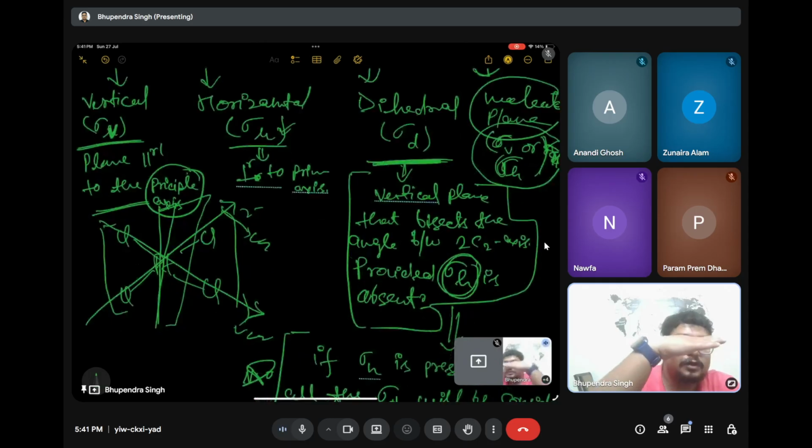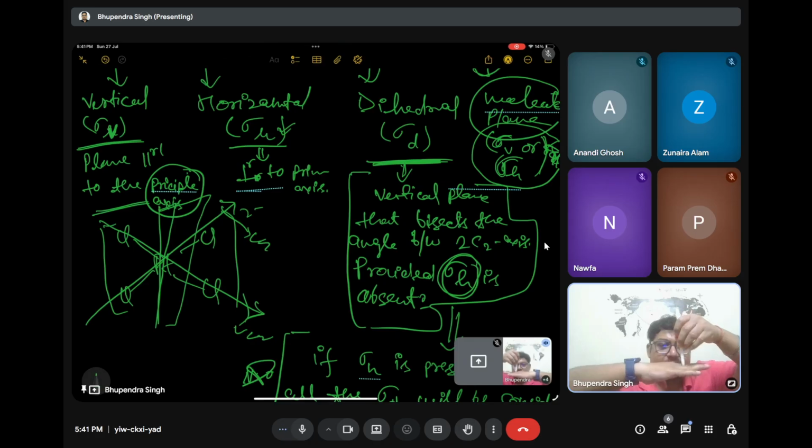So if this is the molecule, PtCl4 2 minus, let's say I've told you this is the axis of symmetry, and this is the plane, the sigma H. The sigma H contains the Pt and all the 4 Cl atoms, which means it is the molecular plane. It is the molecular plane, not this one.